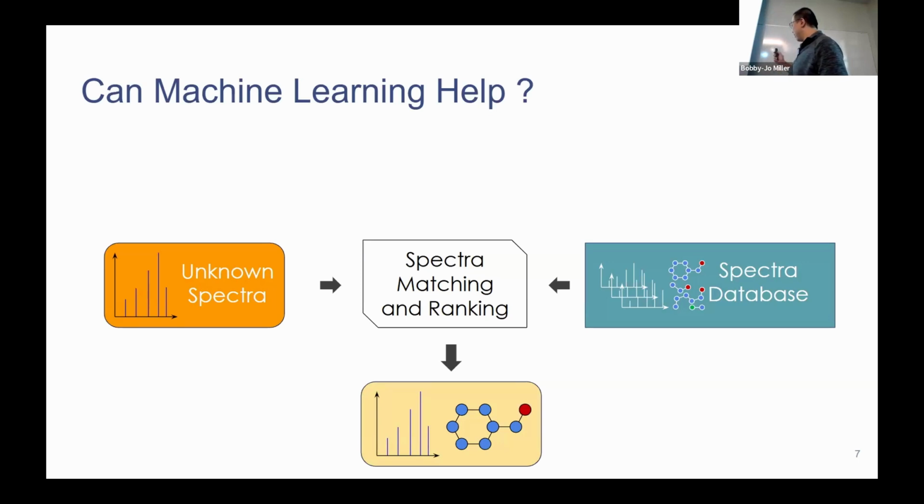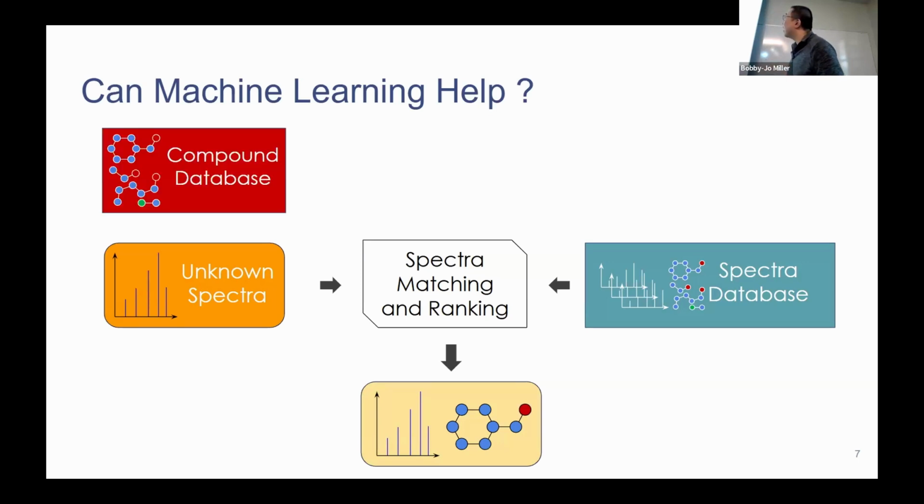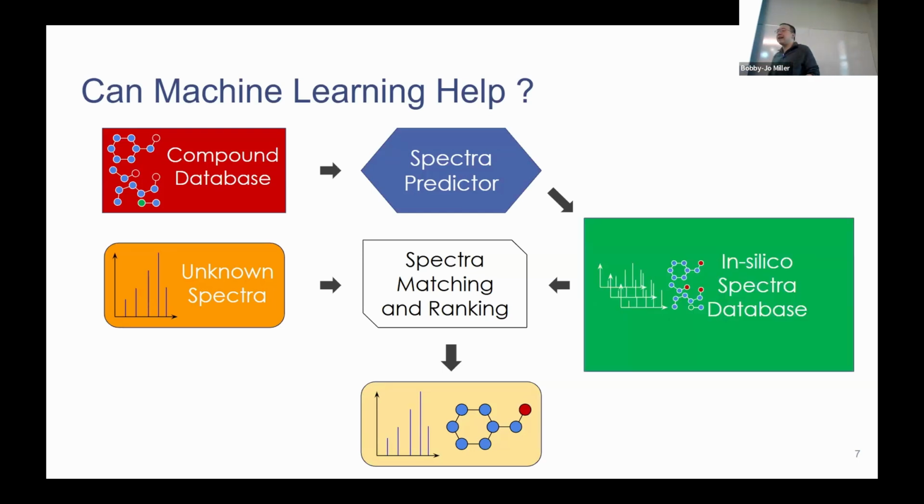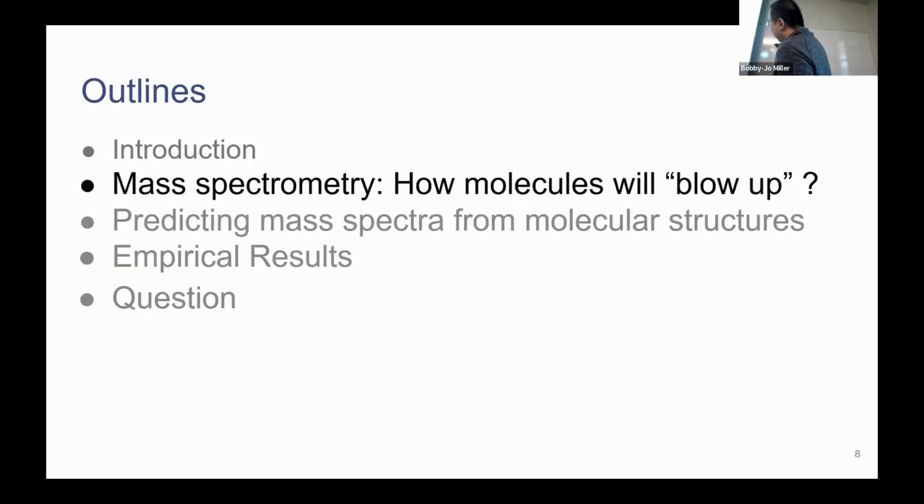The first thing to do is to have a compound database, any one of those we just showed previously. Let's also have a machine learning model able to predict new spectra directly from all those structures. Once that step is done, we can simply replace these blue ones with a bigger in silico spectra database. The rest of the matching method will remain as is. It will be very simple, plug and play. So this is an introduction of what we want to do and why it's important.